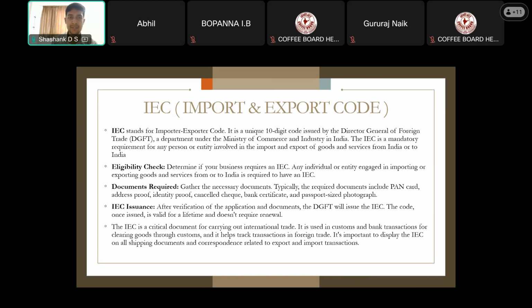It is also a unique code which will be based on our PAN. Earlier there used to be a separate unique code issued for IEC. Now our PAN itself will be given as the IEC code.